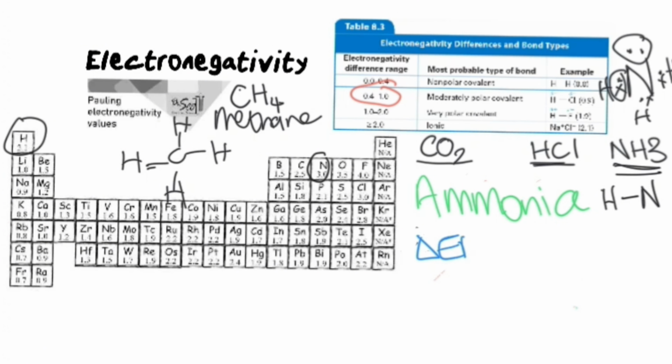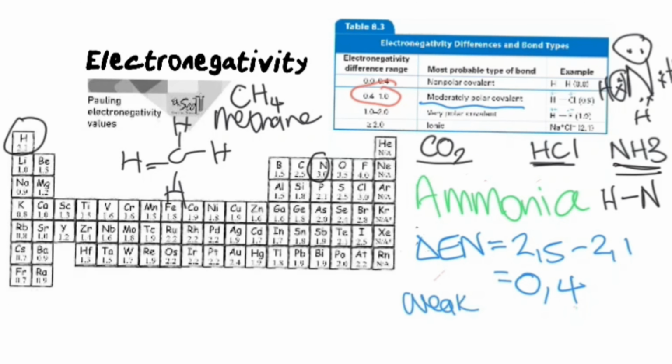The change in EN: I have a carbon which is 2.5 and then hydrogen which is 2.1. So it'll be 2.5 minus 2.1, and that should give you 0.4. So the type of bond here would be a weak, we don't use moderately in South Africa, we say it's a weak polar covalent bond.